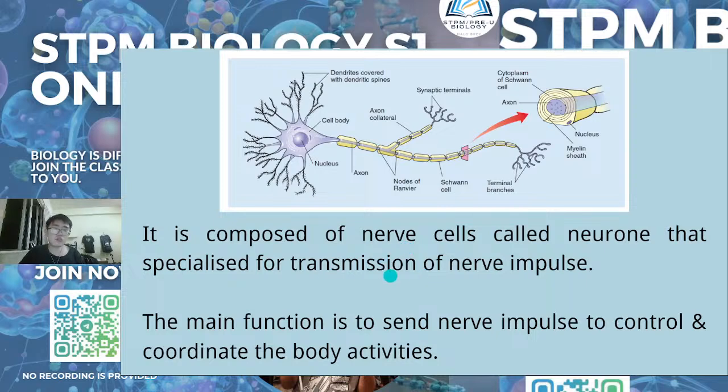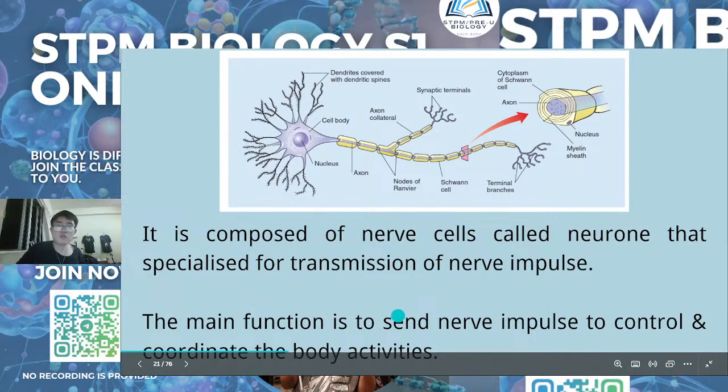So the mechanism of transmission of nerve impulse you will learn in semester 2. For now, you only want to know the structure of the neuron and also the main function. The main function is to send nerve impulses to control and coordinate the body activities.